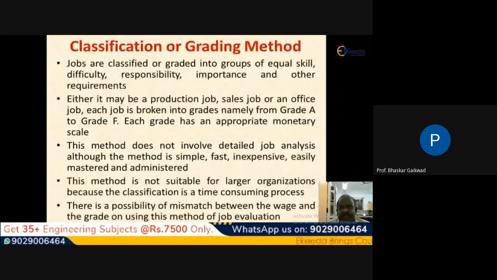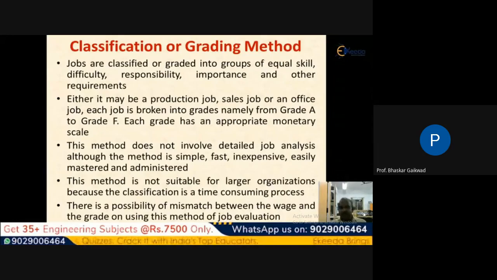Second comes the classification or grading method. Now the jobs are classified or graded into groups of equal skill, difficulty, responsibility, importance, and other requirements. In the previous case, I didn't worry about anything else; I worried about the importance of that particular job. But here I am going to grade on equal skills, difficulty, responsibility, etc. So I am going to group them. The first set is going to be done very easily. The second set can be a bit tougher. The third one, again, is an average way of doing it.